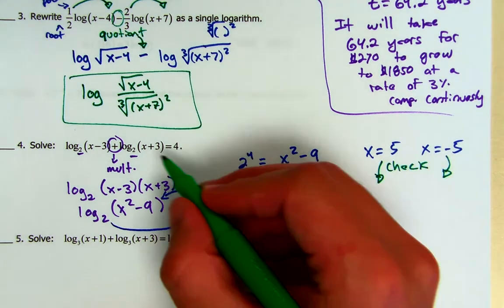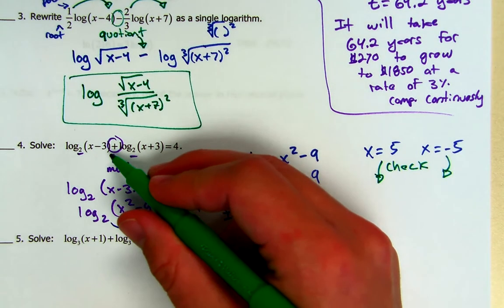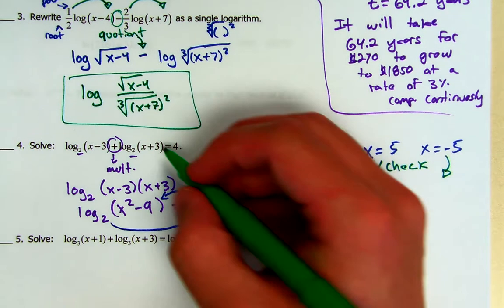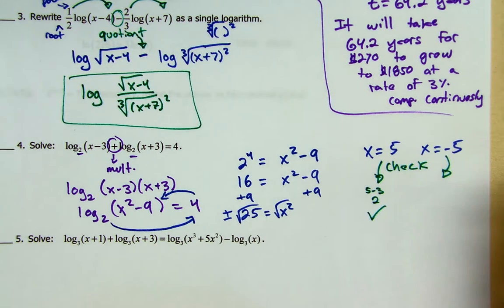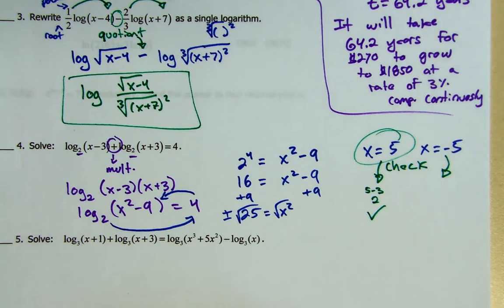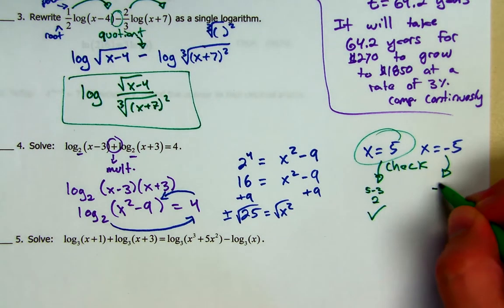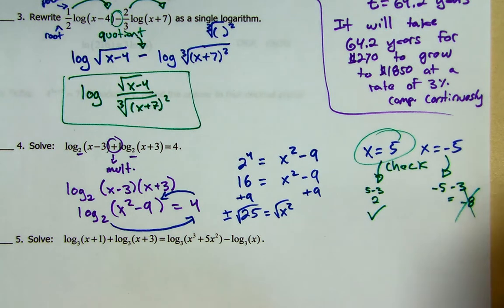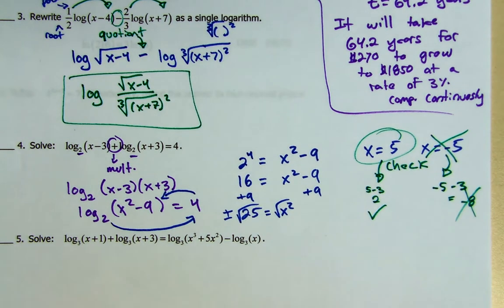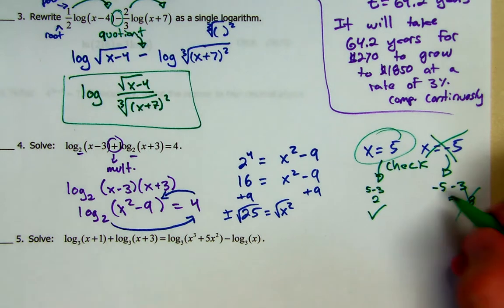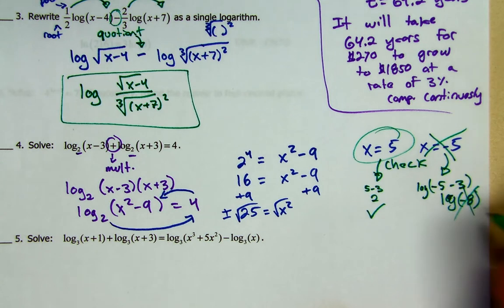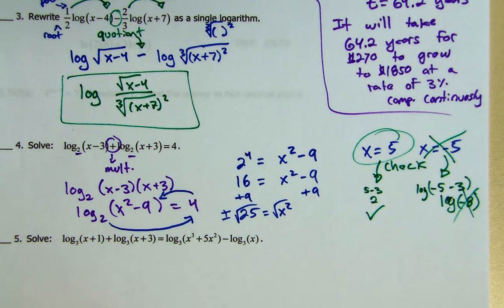Putting 5 back in here, I get 5 minus 3. So 5 minus 3, that's 2. That's fine. 5 plus 3, that'll be positive. So that's okay. I know that works. Negative 5, I'm going to do negative 5 minus 3, which equals negative 8. I can't have a negative, so negative 5 is extraneous. So what am I talking about there? This is really log of that, and that equals log of negative 8, which cannot happen.